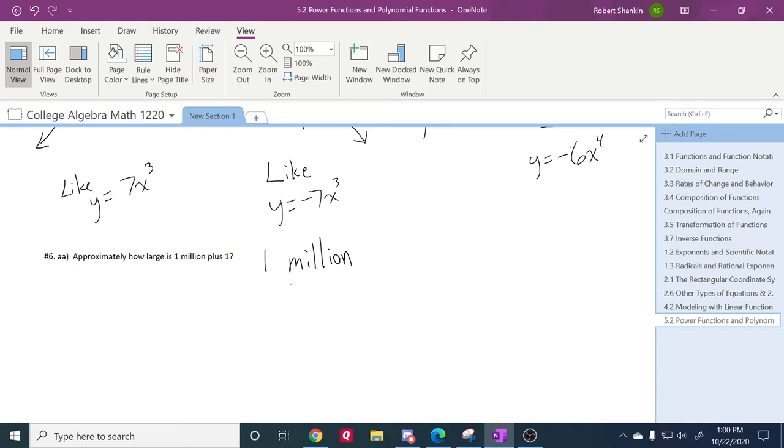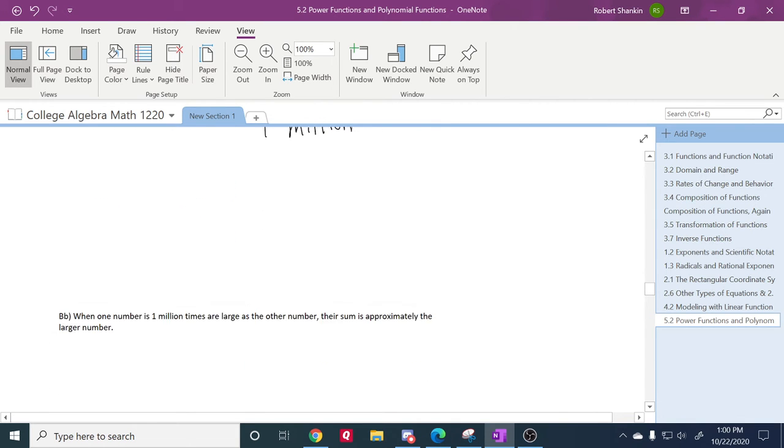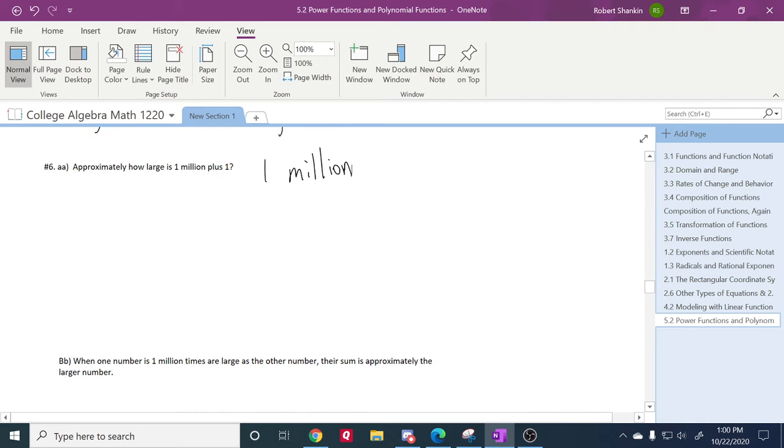All right. Now, when we're approximating, part B says when one number is 1 million times as large as the other, their sum, when you add them together, is approximately just the larger number. You just ignore the smaller number. If one is really, really large and one is way small compared to it, their sum is approximately the large number.